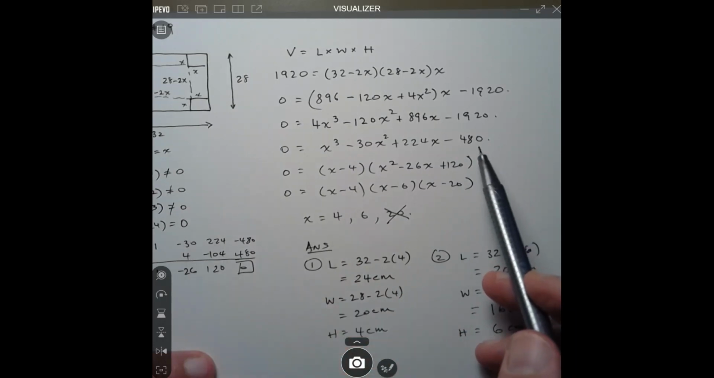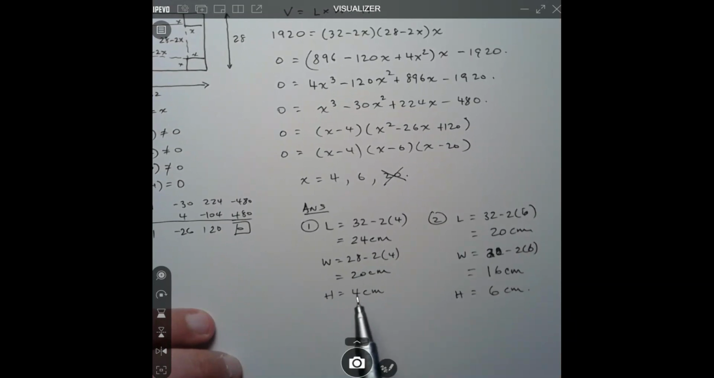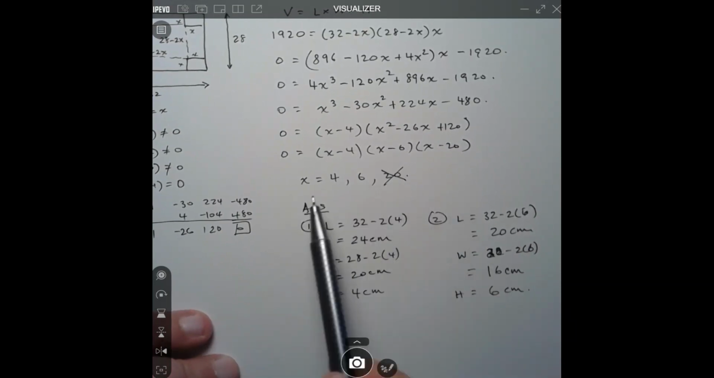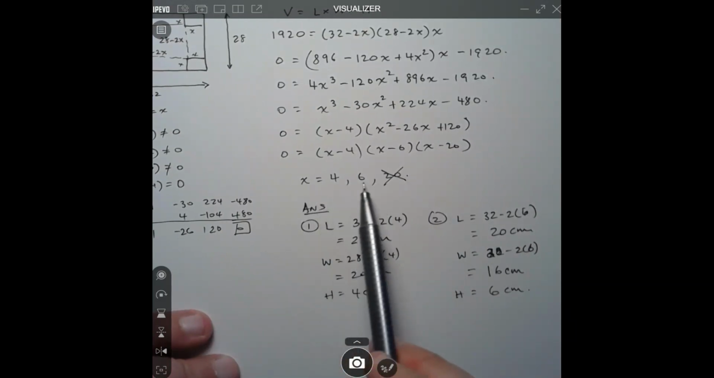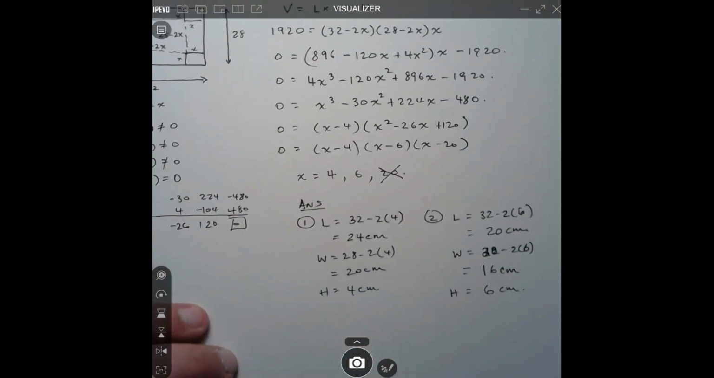Then from there, I followed my factoring method for determining x-intercepts, and then I chose the x-intercepts which were reasonable for the problem I was solving. That's it for this one.